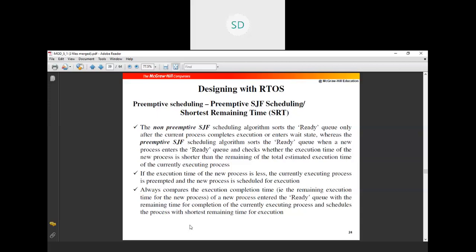Suppose we get one more process into the ready queue, which has an execution time lesser than that of the present running process. In that case, the preemption will occur. That is nothing but the present running task will be placed in the ready queue, and the one which has the shortest execution time will go to the CPU for execution. So this is about the shortest remaining time algorithm.